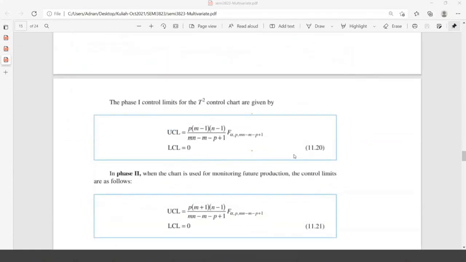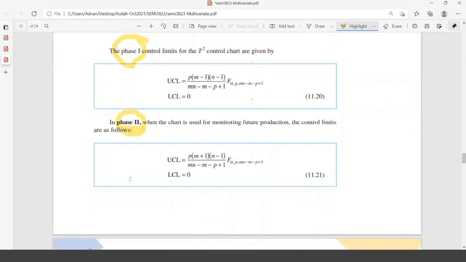The control limits are divided into 2 phases. Remember, in any control charting procedure we have phase 1 and phase 2. Phase 1 is basically at the beginning of preparation of control charting, where the process is not stable. We need to revise the control limit, discard the points outside the control limit, and revise until the process is stable. When the process is stable, we call it phase 2. We use the control limit produced by phase 2 for monitoring the future process.